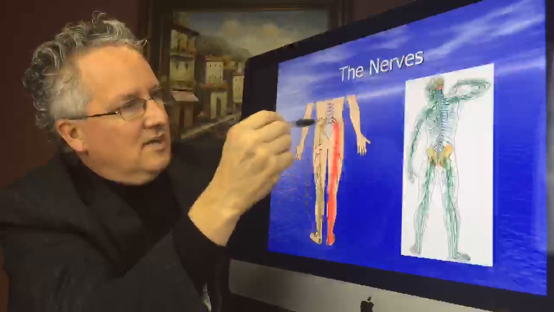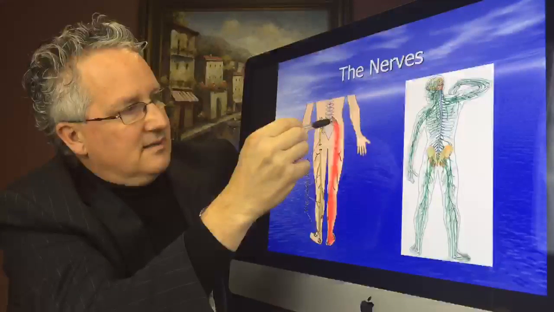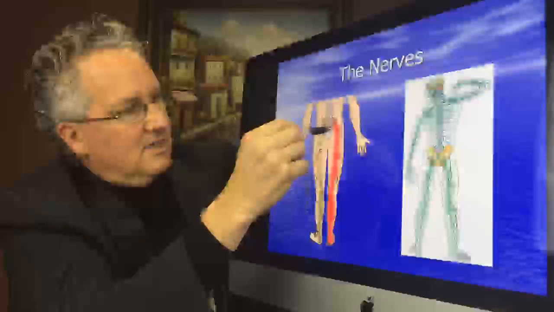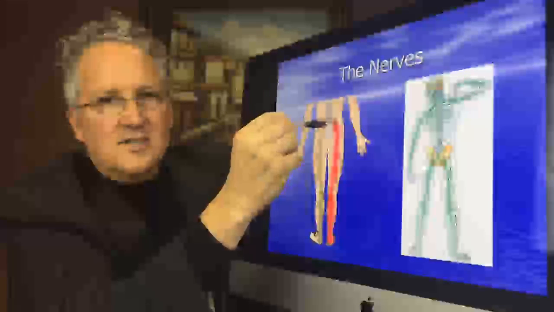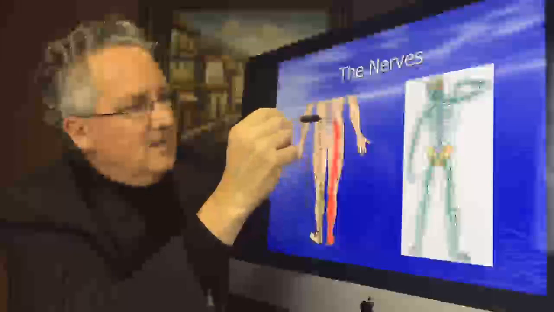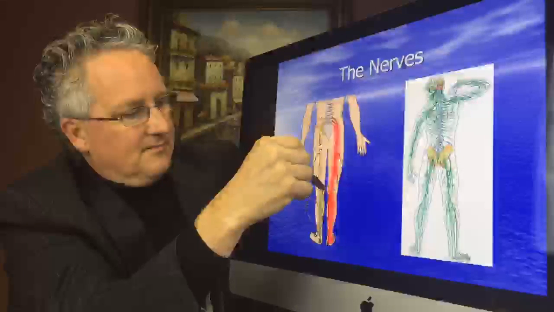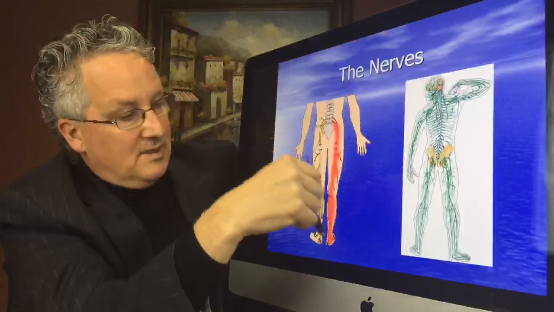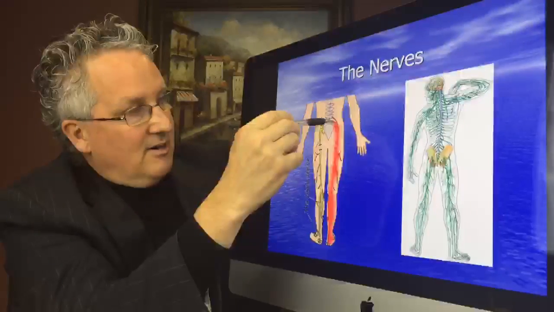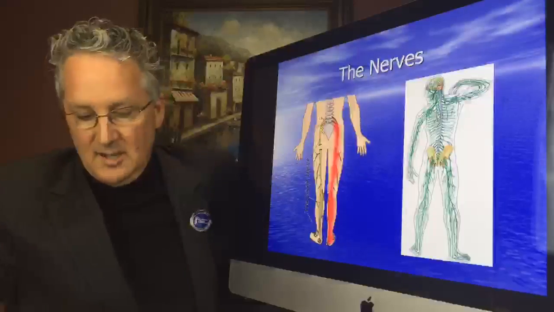The sciatic nerve comes out of the lowest portion of your spine. Several nerves come out of this area and come together to form the sciatic nerve. The sciatic nerve is the largest nerve in your body. And when it gets pinched, it can hurt a lot. But that pain goes all the way down the leg. Sometimes all the way into the foot. Sometimes just pain in the foot. But it's this area right here where that nerve gets pinched that causes all that pain down the leg.